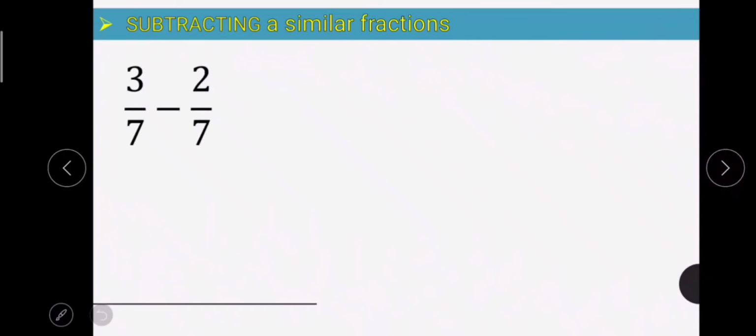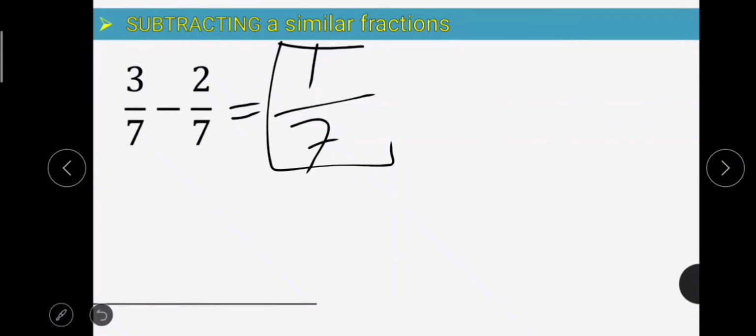Subtracting similar fractions. So we have 3 over 7 minus 2 over 7. First thing to remember, make sure that the bottom number, or the denominator, are the same. So just copy 7 and then subtract the numerator, which is 3 minus 2. It gives you 1. Since 1 over 7 is in a simplified form, this will be our final answer.